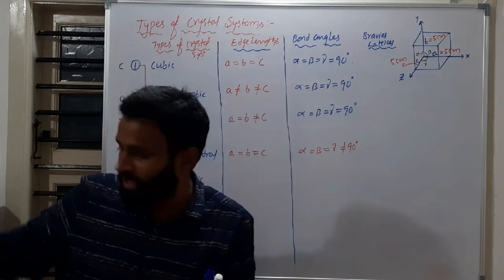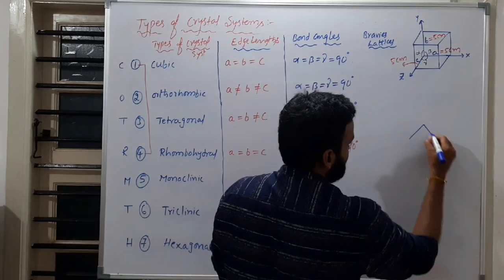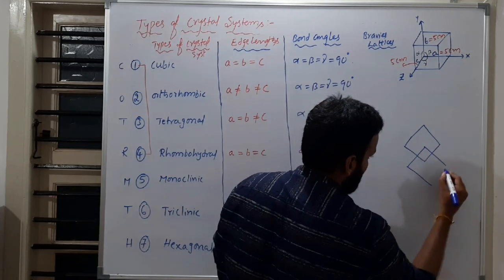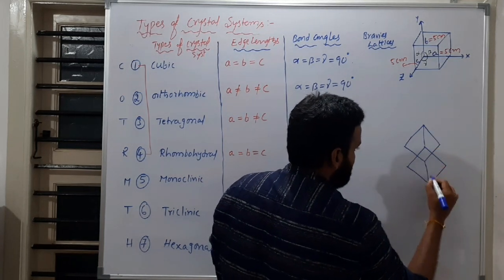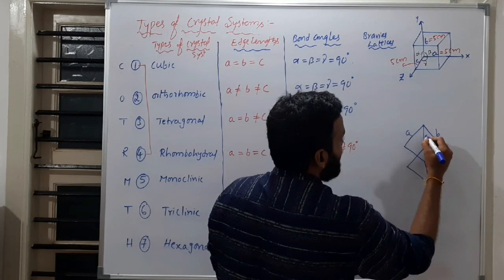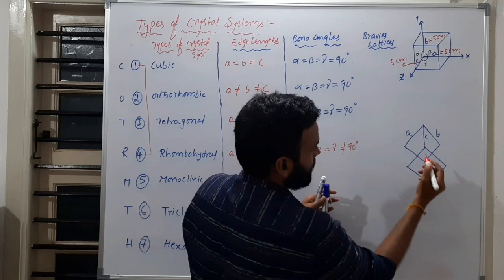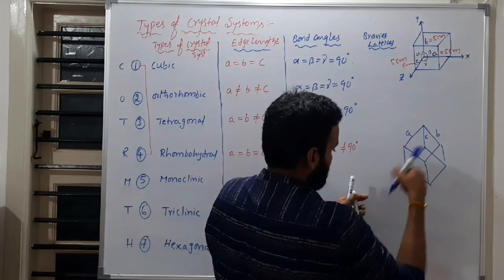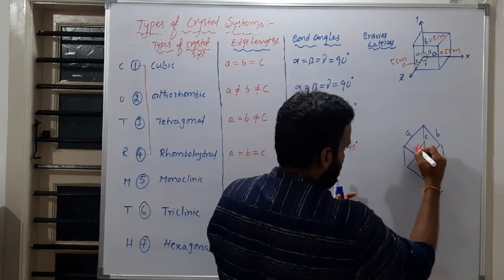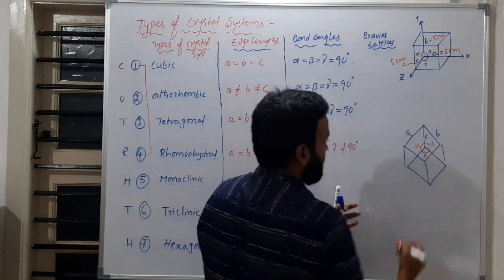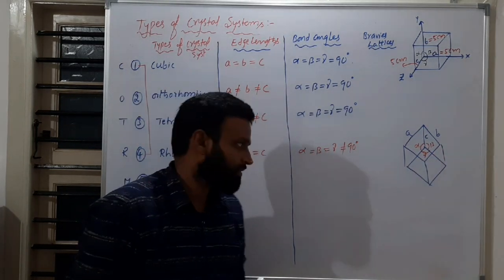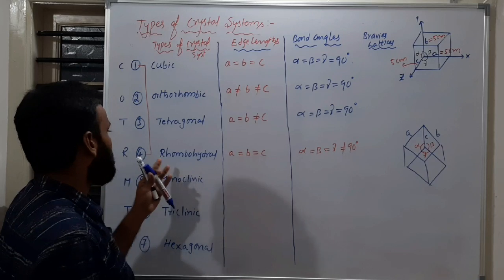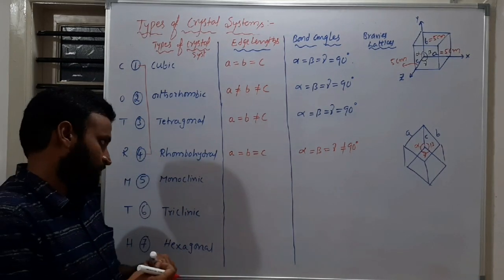If you want to draw with me, you can draw. So like this. Now the lengths are the same, A, B and C. The angles are also the same. So this one and this one. And here, this one is alpha and this is beta and this is gamma. So alpha is equal to beta, beta is equal to gamma, but not equal to 90 degrees. That is rhombohedral. Hope you understood.